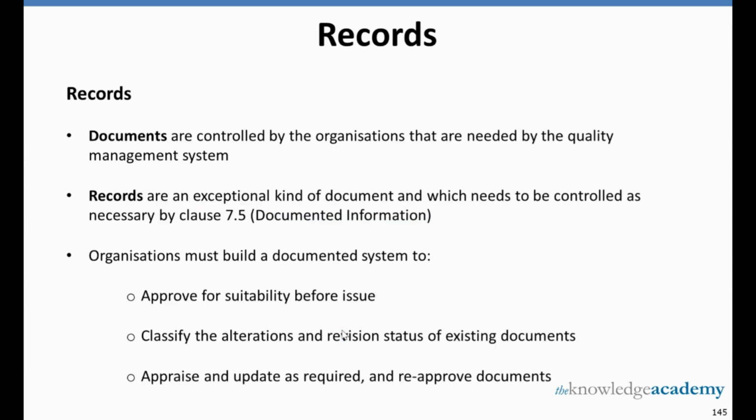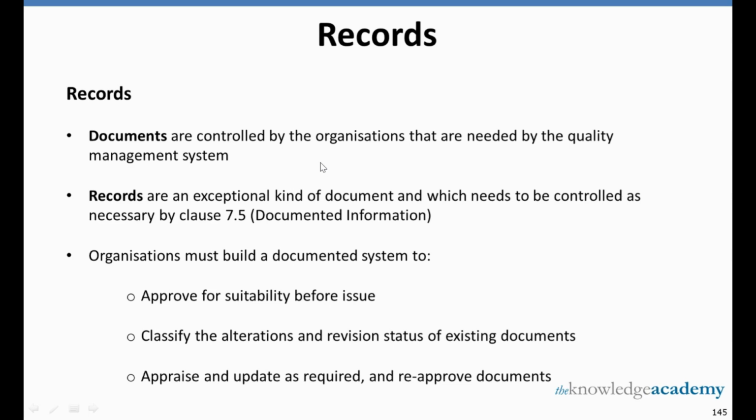Let's move on to records. Now let's see what we mean by records. There's a difference between documents and records over here. The documents are the documented information of the process where each and every aspect of the process is given, whereas a record is a kind of evidence for the fact which has happened.